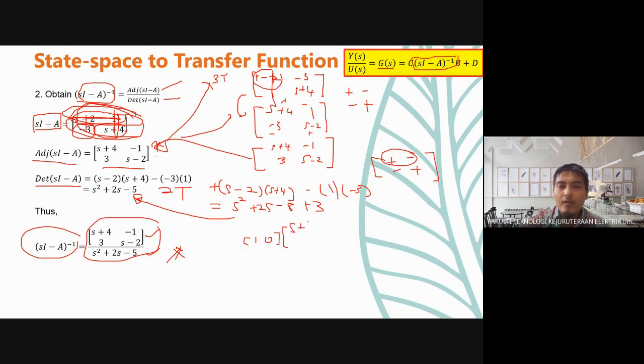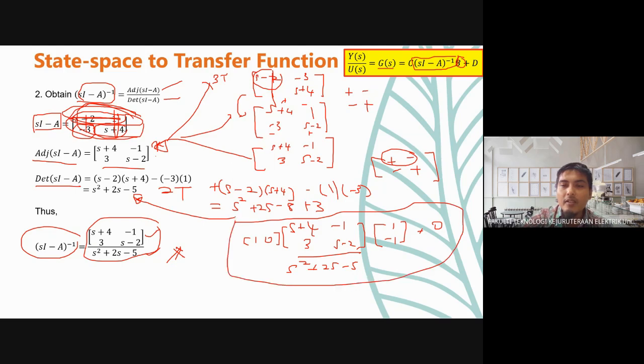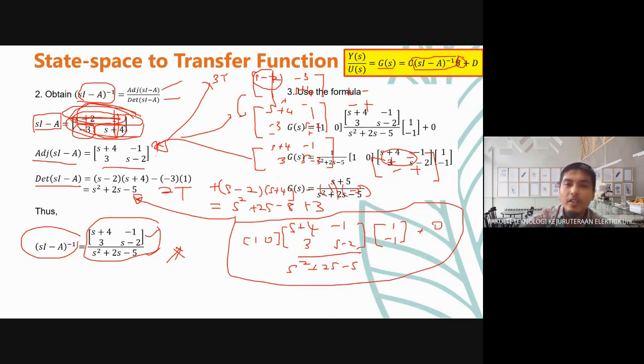S plus 4, negative 1, 3, S minus 2, over S square plus 2S minus 5. And then you just need to multiply with the B, 1, negative 1, plus the 0. So you can use this formula in order to calculate the transfer function. So the final answer is the transfer function, S plus 5 over S square plus 2S minus 5.